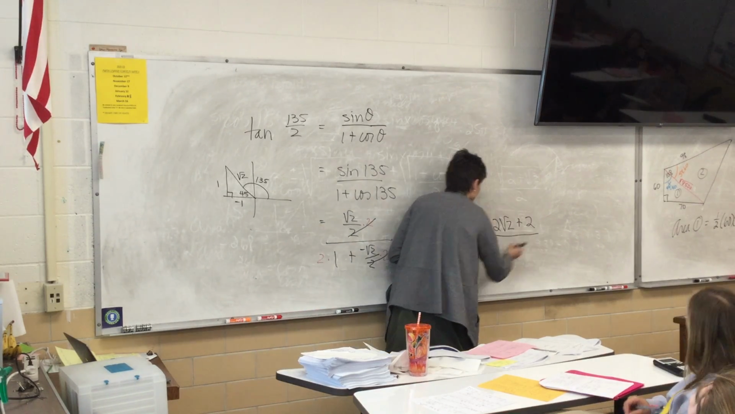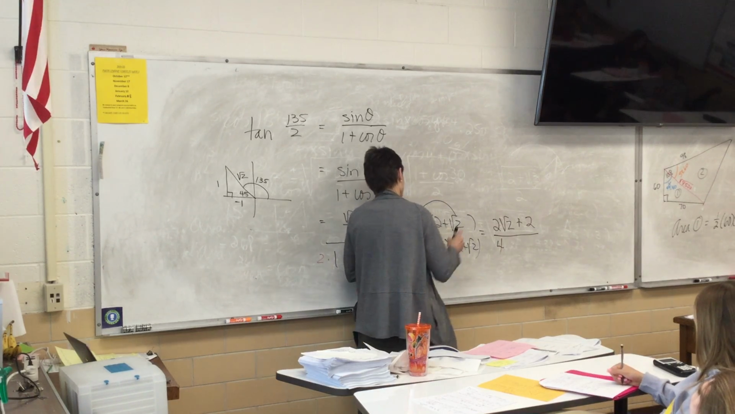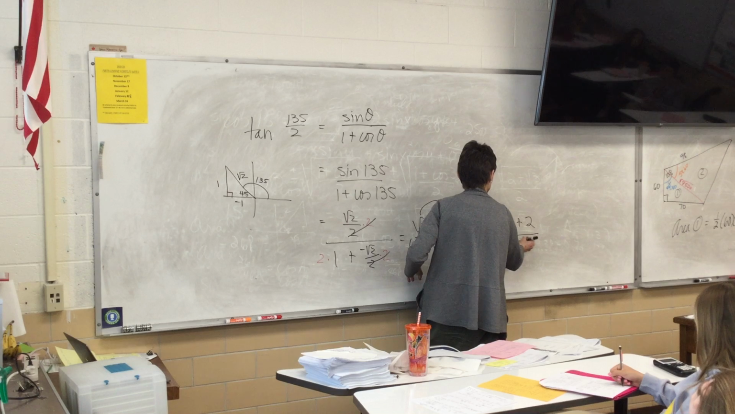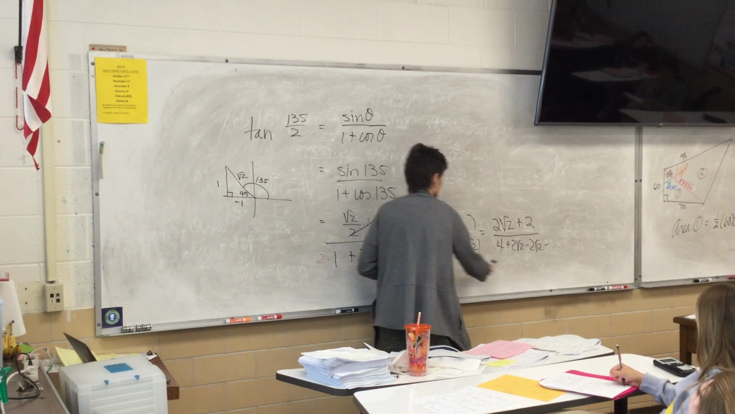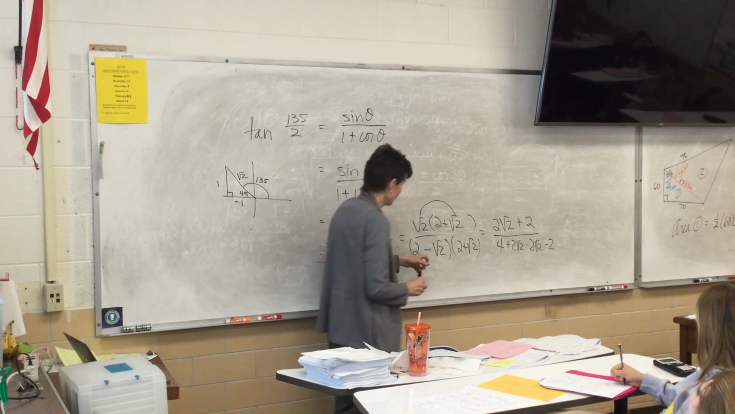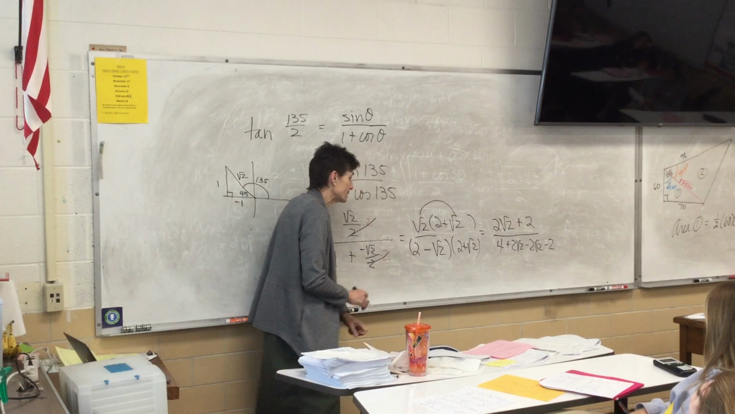Down here is a FOIL. So first, outside, inside, and last. It happens again on the bottom. When you multiply last times last, you're going to get negative 2.